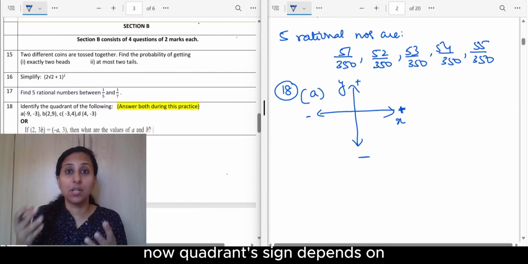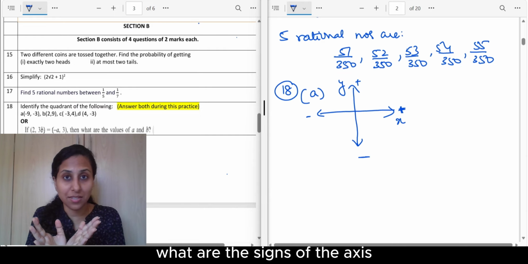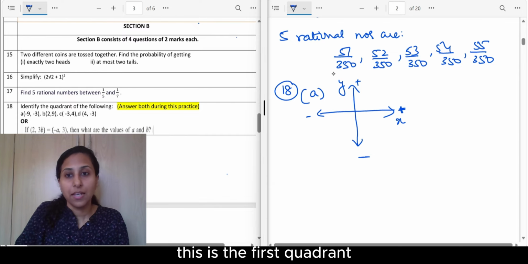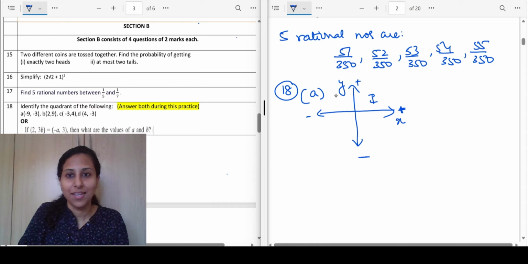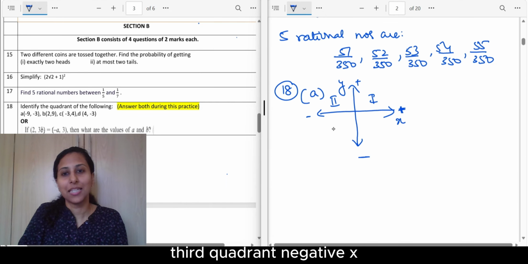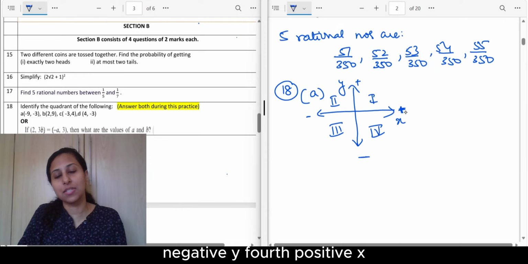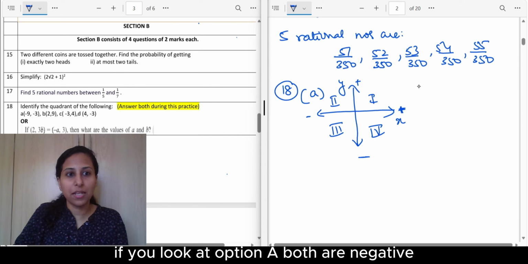Now, a quadrant's sign depends on the signs of the axes it is bound by. This is the first quadrant, bound by positive x coordinate, positive y. This is the second quadrant, bound by negative x and positive y. Third quadrant, negative x, negative y. Fourth, positive x, negative y. Let's look at the coordinates one by one. If you look at option A, both are negative.